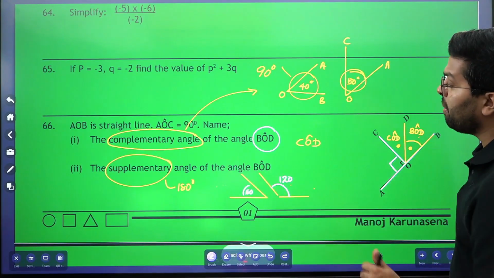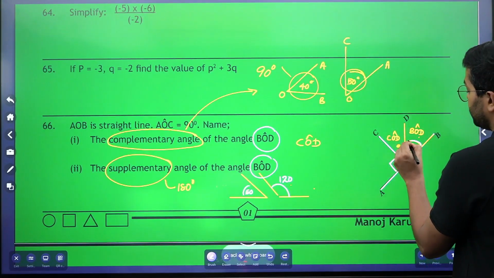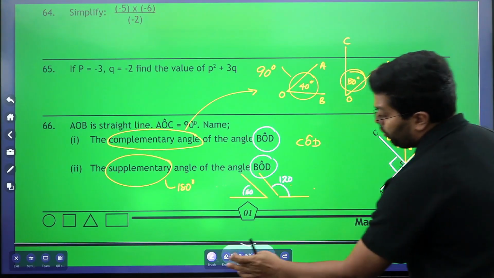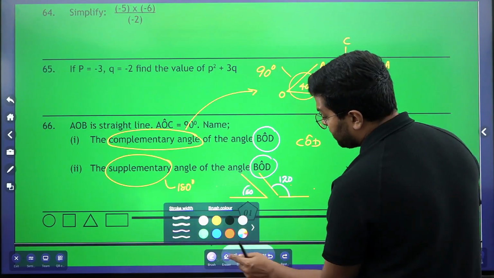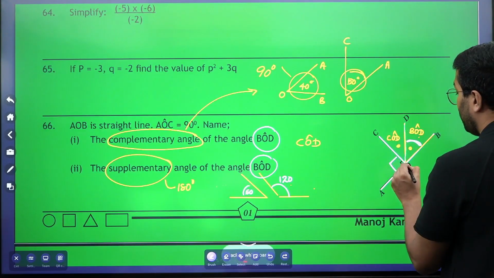So what is the supplementary angle of angle BOD? Here you go. BOD is the same angle. So what is the angle that creates 180 degrees along with BOD?